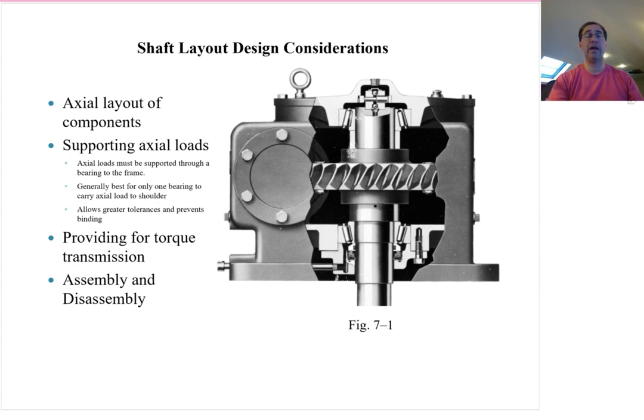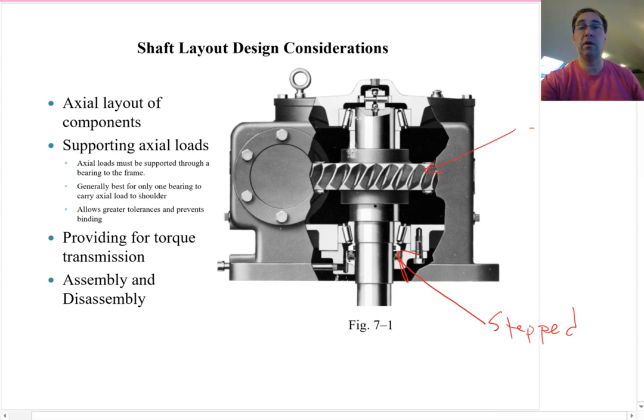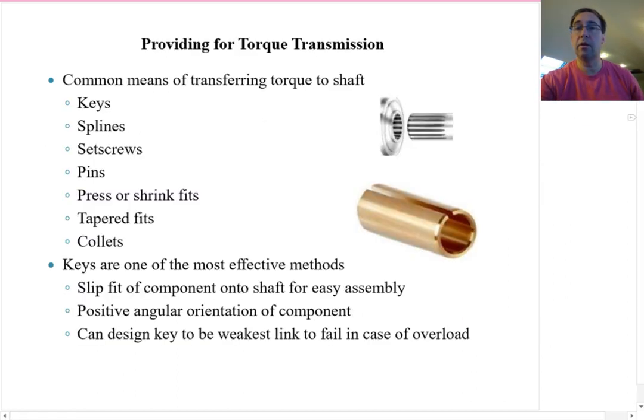Aside from the axial layout and the supporting of axial loads, you also have to provide for torque transmission and ease of assembly and disassembly. You notice that in figure 7.1 here, we have stepped shafts that we can get various components on and off, and they can stack up against each other. So you have this gear, and this might be a separate hub, so it would have a different diameter that it slides over. Next slide here.